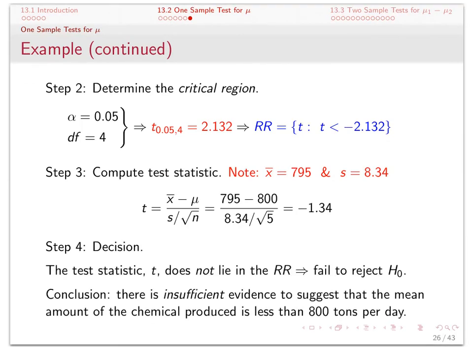So for our decision, our test statistic of negative 1.34 does not lie in the rejection region because negative 1.34 is actually greater than negative 2.132. So that tells us that we're going to fail to reject the null hypothesis. So our conclusion here is that there's insufficient evidence to suggest that the mean amount of chemical produced is less than 800 tons per day.